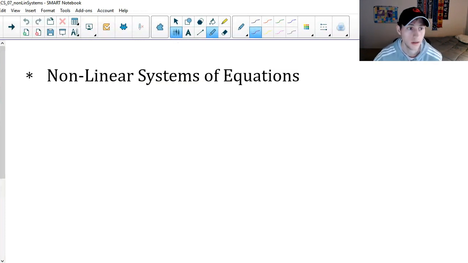Okay, so we're going to start our newest topic, which is solving nonlinear systems. We just finished up talking about linear systems with three equations and three variables, x, y, z. Now we're going to move on to nonlinear. We're going to start that today, and I'll show you a couple examples.